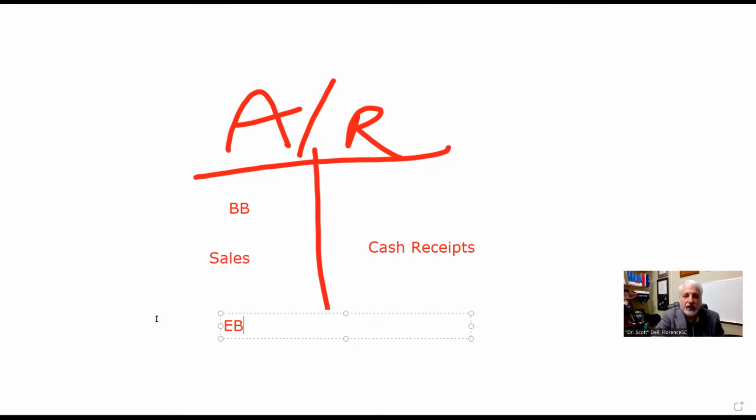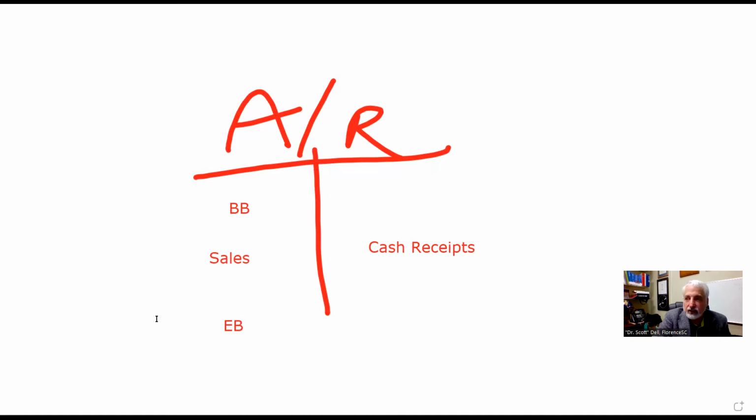So I look at that and I say, if I get three numbers, I can calculate the fourth. I know what my receivable started at. I know how much my customers paid me. I know how much I had at the end of the month. I can tell you what my sales were. Or if I told you I know what my receivable started at, I know how many sales I generated, I know my ending balance, I can tell you what the cash receipts are.